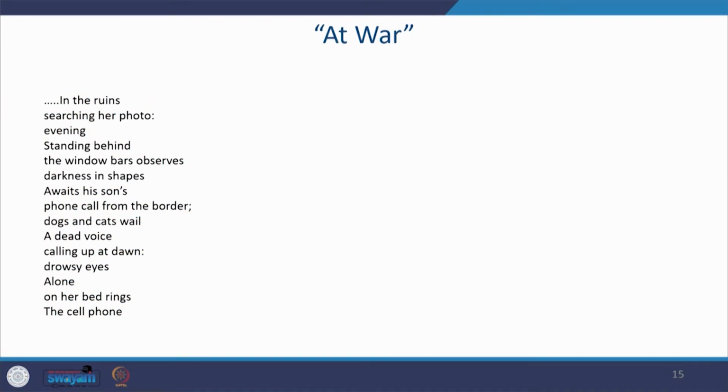And in one of the poems entitled "At War," look at the picture that the poet tries to create here. "In the ruins, now whether a war has been lost or a war has been won, think of those who have lost something or the other. In the ruins, searching her photo, evening standing behind the window bars, observes darkness in shapes, awaits his son's phone call from the border."